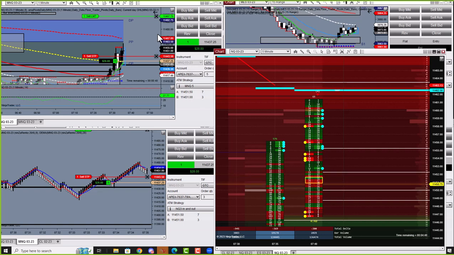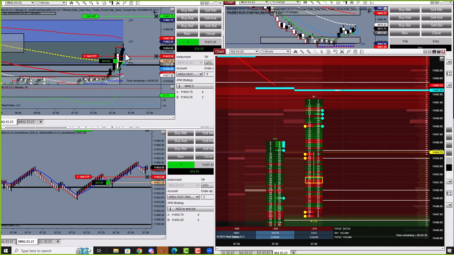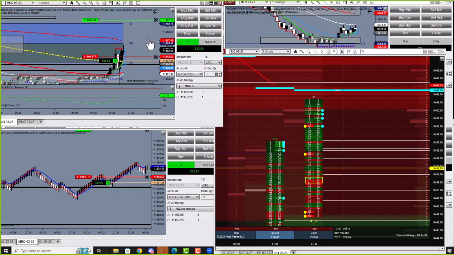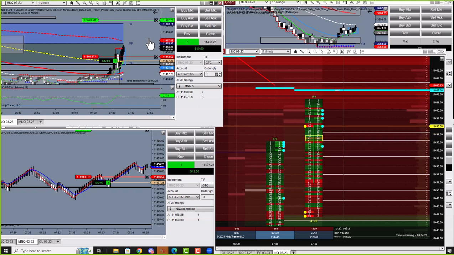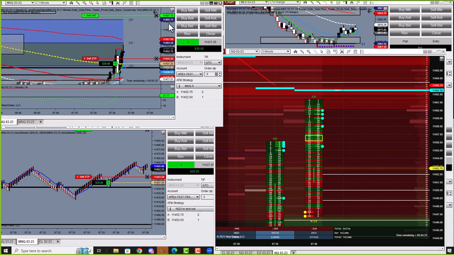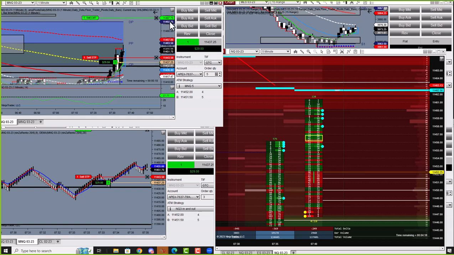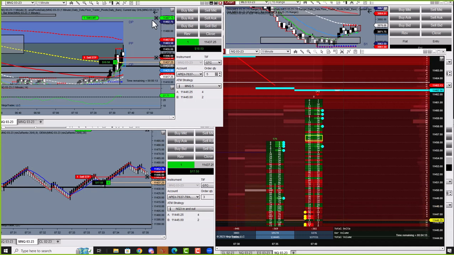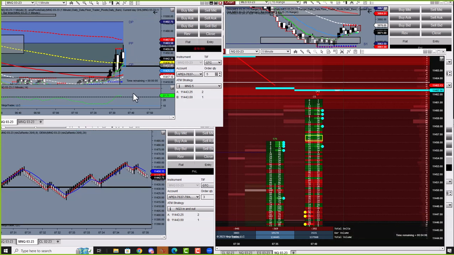My stop's probably too tight, but I got to protect myself here. I'm negative $2 on the day, after going 168 negative. All right, back to VWAP, major sell zone, guys. Major sell zone at VWAP. Stop filled. $18 negative on the day now.